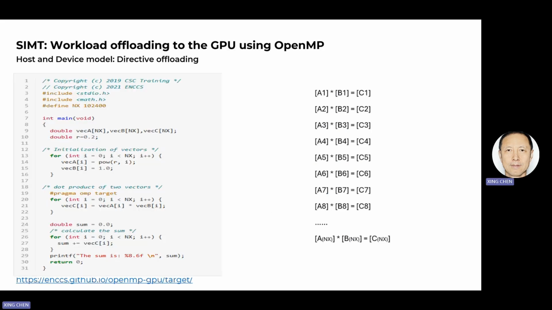Okay, kernel offloading, which has been used by Nvidia and AMD, but there is another offloading, which is OpenMP offloading. Kernel offloading is for CUDA, for HIP, but there is another way to offload the workload from the host to the device, that means from the CPU to the GPU, which is the OpenMP offloading.